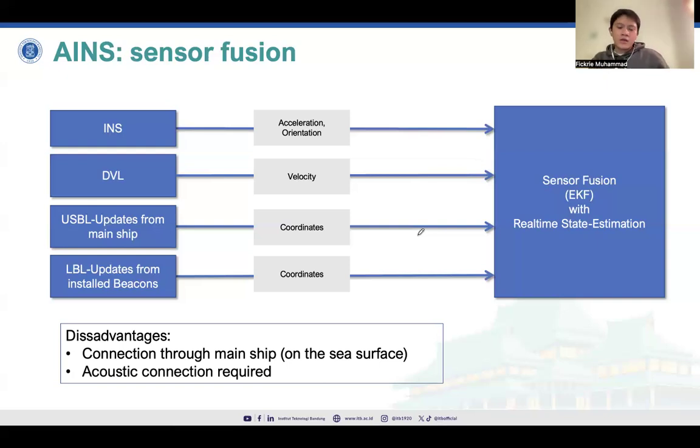So that will limit our application if we have to rely on the acoustic transponder under the seabed, or the acoustic system that has to be installed on the motherships at the first time.